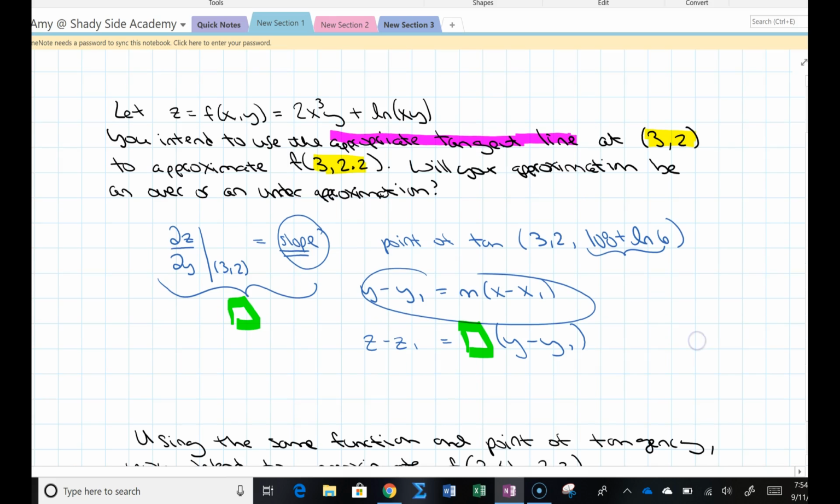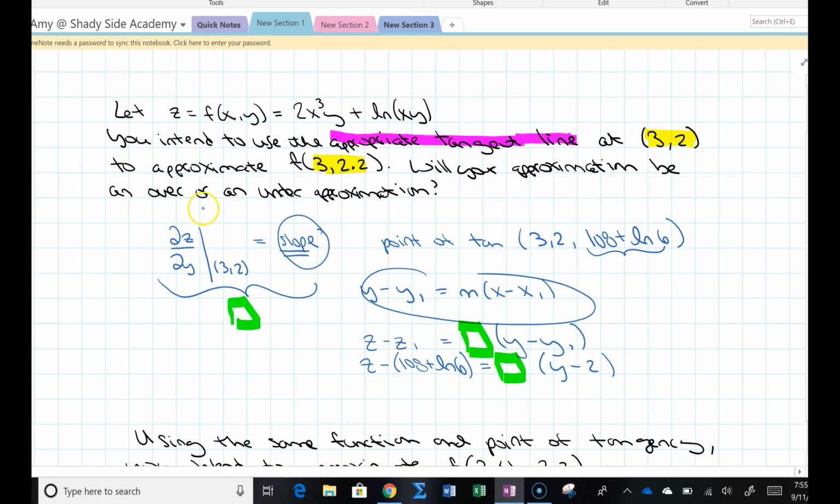So when we go ahead and find the equation of the tangent line, that equation is going to be z minus whatever that value is, 108 plus ln 6, equals whatever you plugged and chugged this to be, okay, times the quantity y minus 2. That's the equation of the tangent line. Really, really important to know what variable is changing, what variable is constant, and then what stands for what in the relevant tangent line.